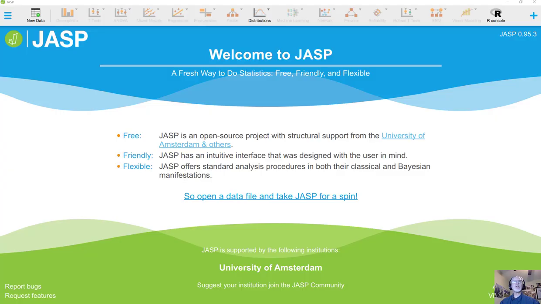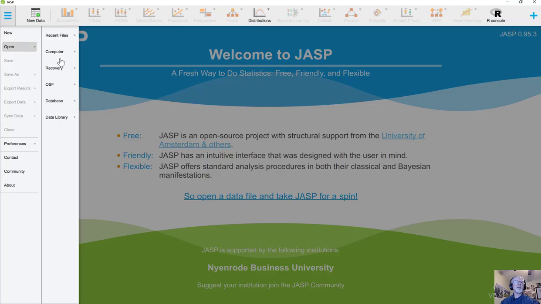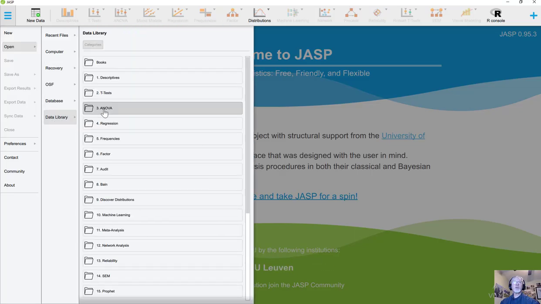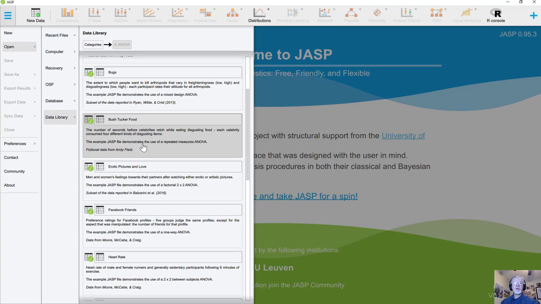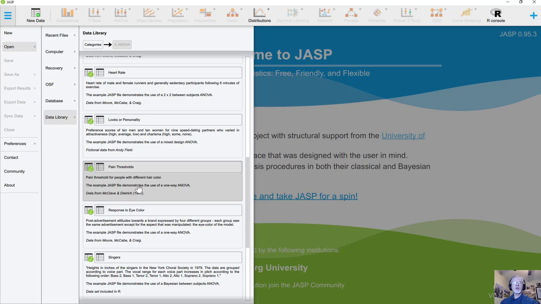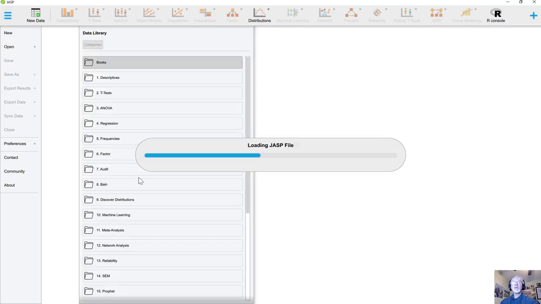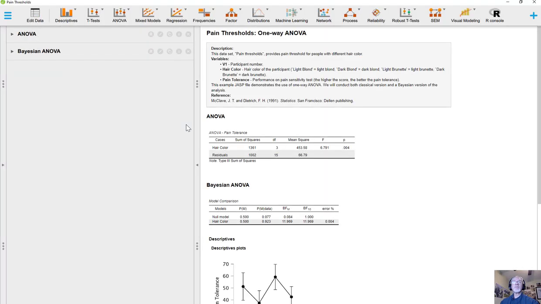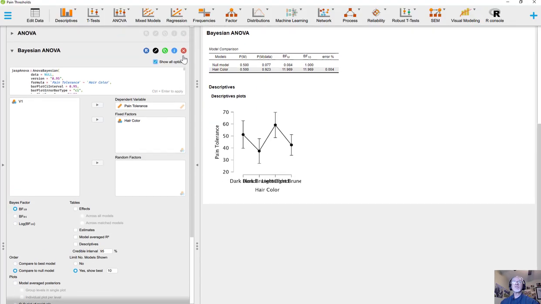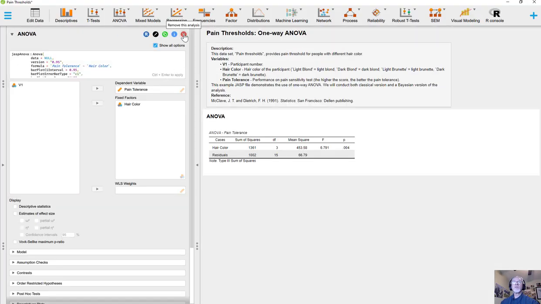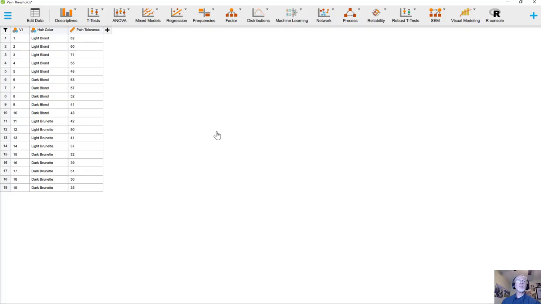I want to pull something from the JASP library today. So we're going to go to our three lines on the left-hand side, go down to Find Data Library, and go over to ANOVA. Over in ANOVA, I want you to go on down, and we're going to find this pain threshold data. Load that up. This is illustrating analysis for doing this in Bayesian, which I'm not going to do right now. So let's just get rid of what comes up, and we'll start from scratch.